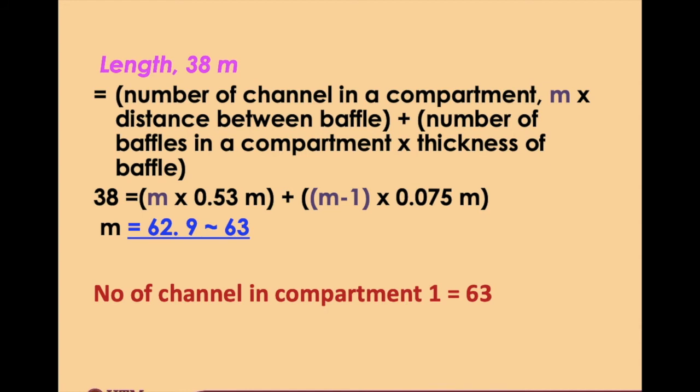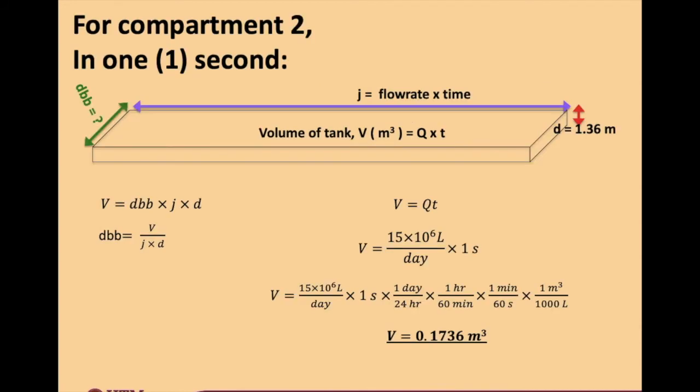Basically, it's a repetition. I don't know whether you want to write it down or you want to take pictures. It's up to you. So we are focusing on compartment 2. Still the same diagram. The depth is not changing. The volume we have already calculated, the same volume because we are still assuming 1 second. The dBb is something that we have to find out, so that's not a surprise. The only thing that will be changing is the flow rate, or the J.